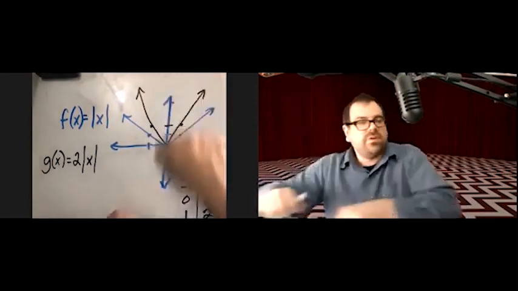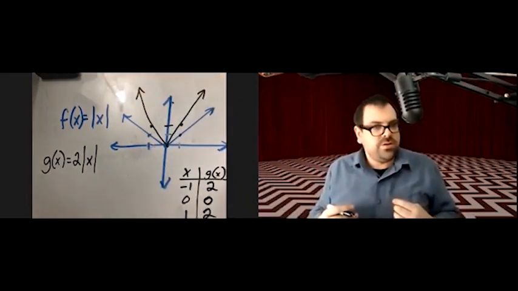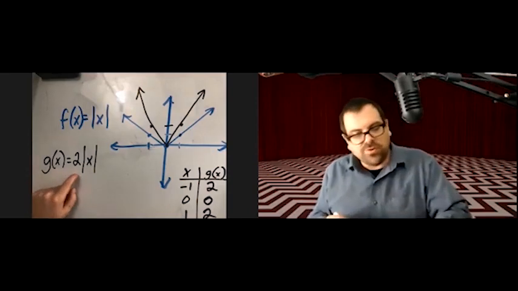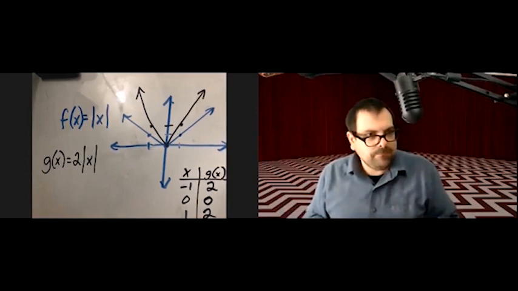This graph has been vertically stretched. So when we're multiplying by a whole number, that stretches the graph vertically.